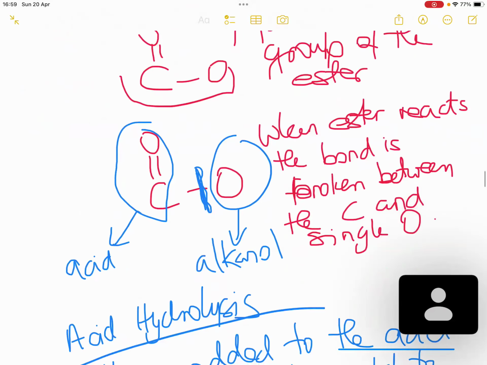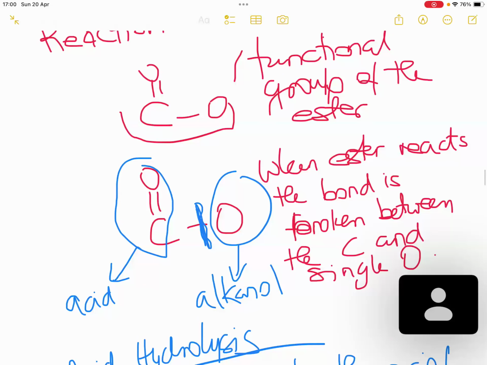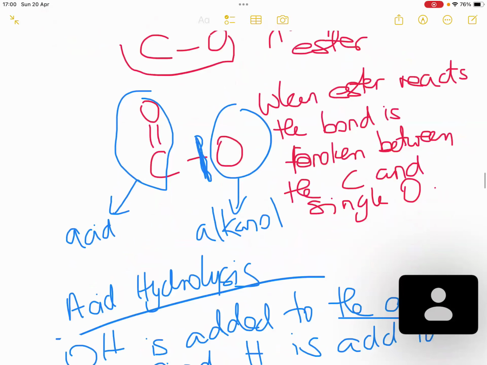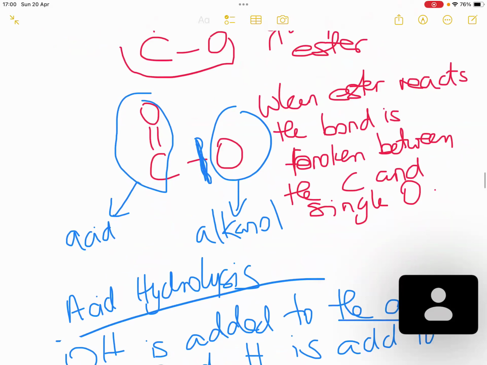Now, we're going to be looking at reactions of esters. So an ester is identified by the C double bond O. So the functional group for the ester is C double bond O, or COO. So when the ester reacts, this bond between the carbon and the single bond oxygen is broken. So we're going to break this bond.